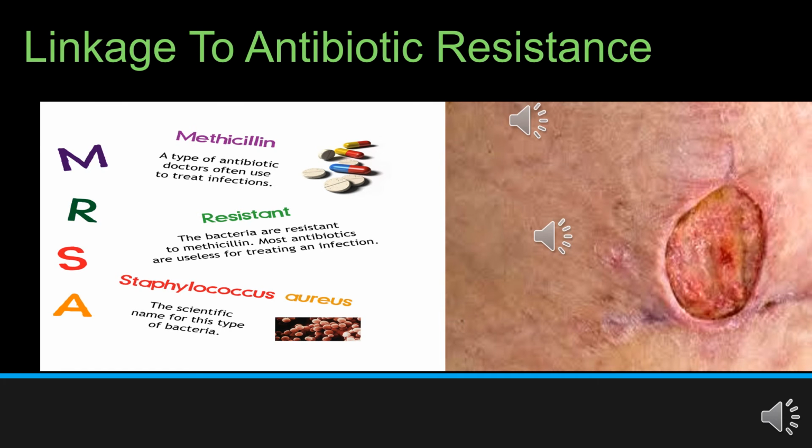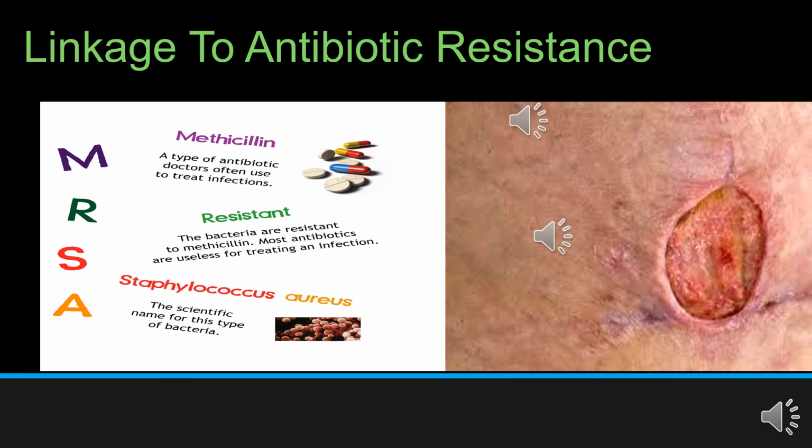Methicillin-resistant S. aureus, also called MRSA, is an antibiotic-resistant strain of S. aureus that causes infections. It is resistant to many antibiotics. Also, S. aureus antibiotic-resistant strains have reached epidemic amounts globally, especially in healthcare and community settings.